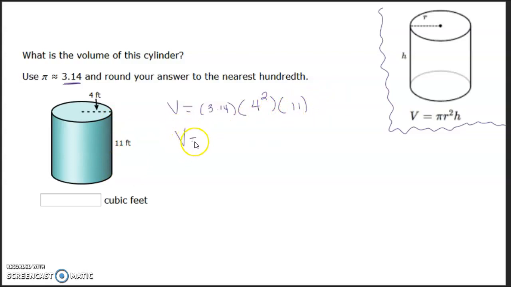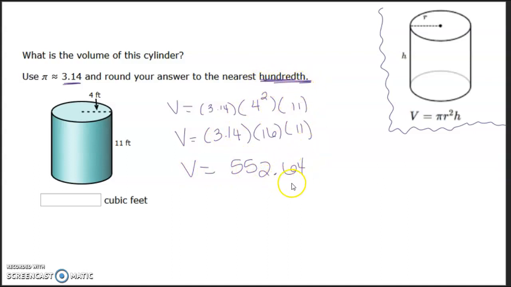All right, so let's go ahead and do that 4 squared first. So we have 3.14 times 4 squared, which is 16, times 11. And then I would just type all 3 of those right into your calculator. So 3.14 times 16 times 11 is 552.64. Now it says to round to the nearest hundredth, and we did because the 4 is in the hundredth space. So this would be our final answer.